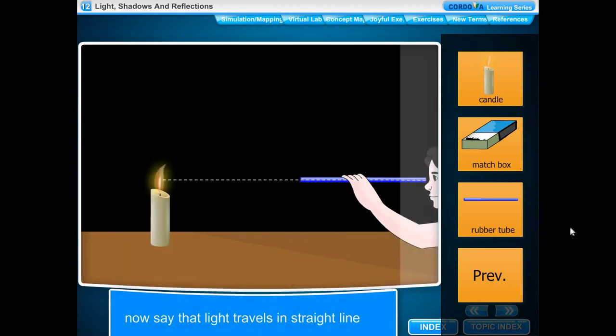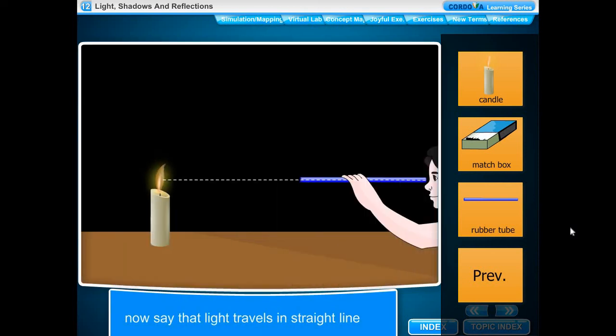We can now say that light travels in straight lines, rectilinear propagation of light. The rectilinear propagation of light explains a lot of interesting phenomena related to light, including the formation of shadows.